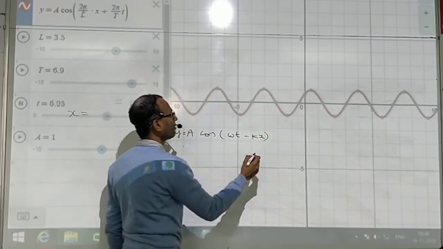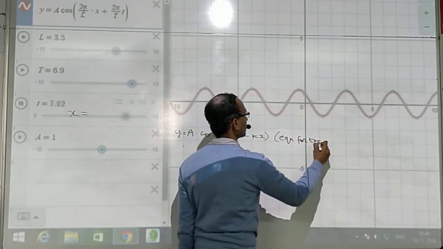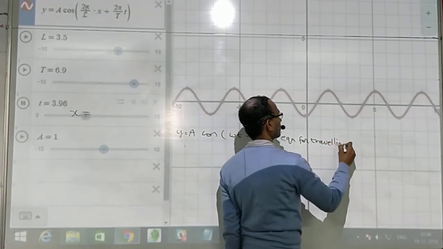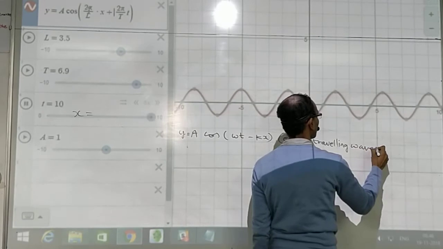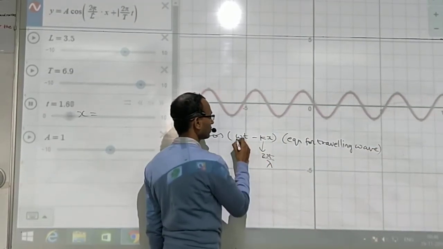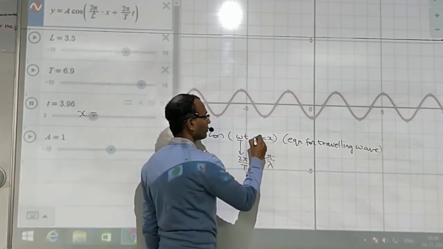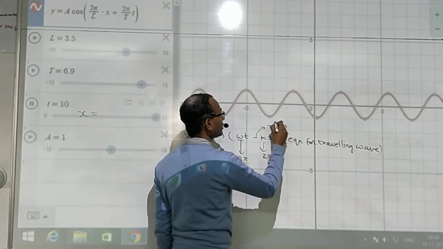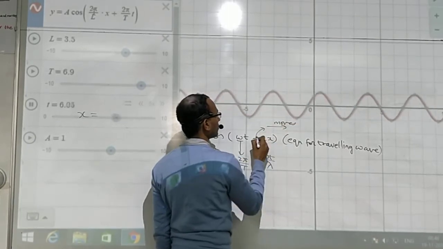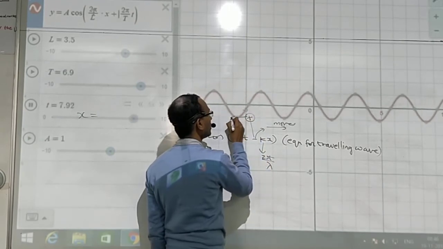This is the equation for a traveling wave. This K is 2 pi by lambda, omega is 2 pi by T. If minus means it moves in this direction, plus means it moves towards the left.